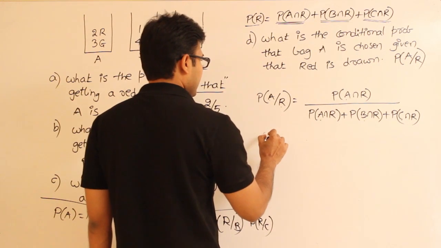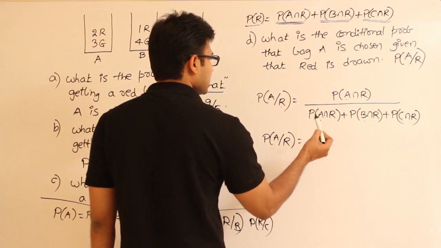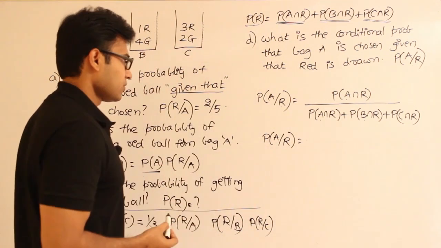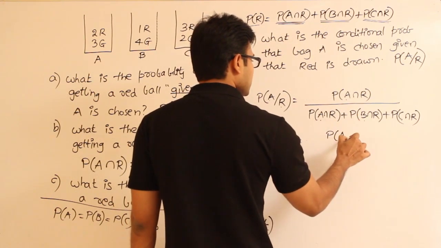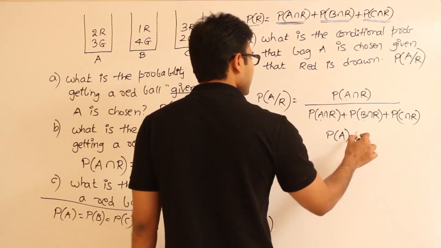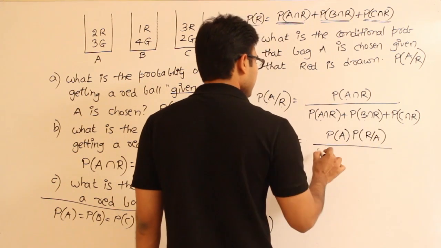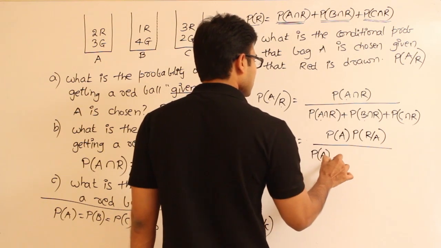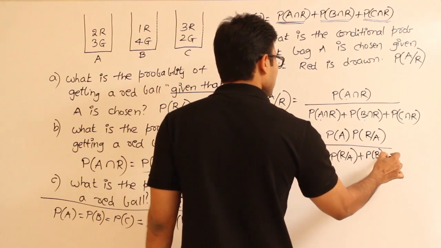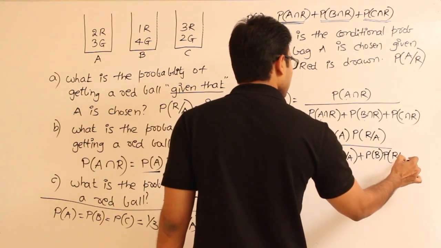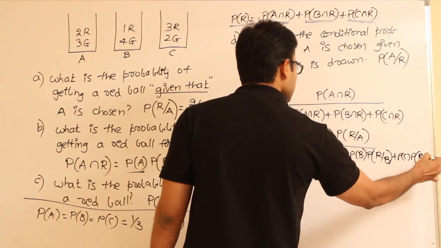See this one. Now P of A given R is equal to, okay, let's expand it out. So we know that A and R are dependent, right? So P of A intersection R can be written as P of A into P of R given A, divided by P of A into P of R given A plus P of B into P of R given B plus P of C into P of R given C.